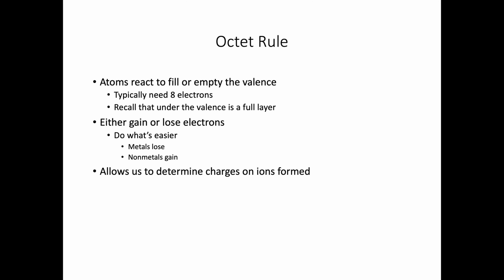All right, the reason it's called the octet is that if you look, there are 8 columns except for that middle area. The idea is a full valence and an empty valence are actually the same thing, because if you empty the valence, the one underneath it is filled. It's called the octet rule because we like to have 8 electrons. Typically they do whatever's easier. So metals like to lose electrons, non-metals like to gain. Just to show you using the whiteboard here, all right?